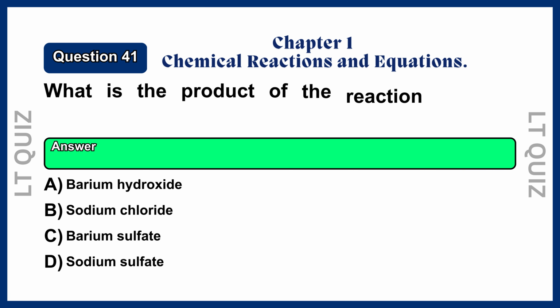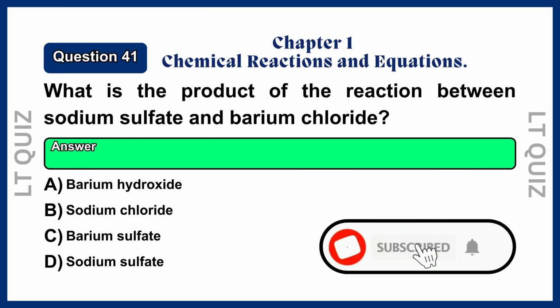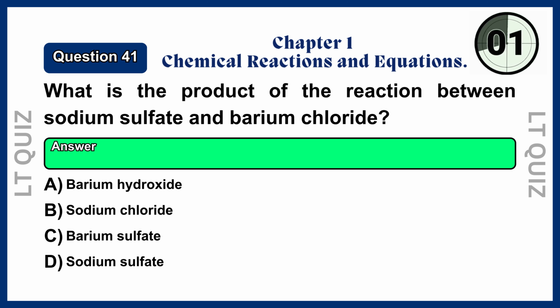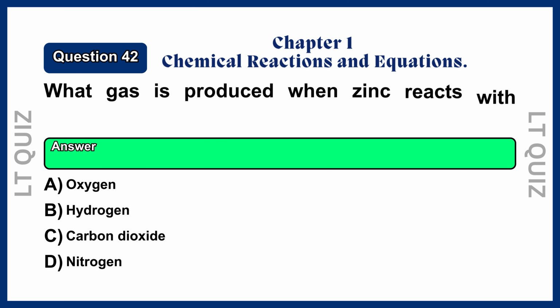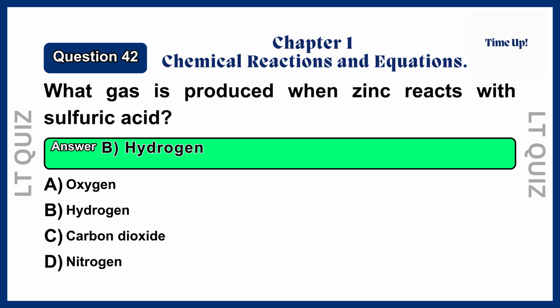What is the product of the reaction between sodium sulfate and barium chloride? The correct answer is option C, barium sulfate. What gas is produced when zinc reacts with sulfuric acid? The correct answer is option B, hydrogen.